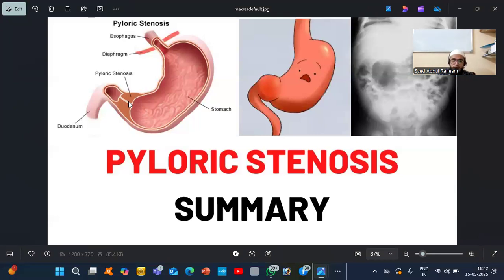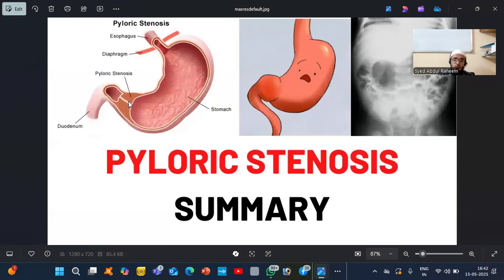Without proper digestion, the food cannot go forward. So what happened here? In pyloric stenosis, the pyloric width and breadth all increase. It is present by birth, and that's the reason we call it infantile. Not only by birth, it can also occur 2 to 3 months after the birth of the baby.